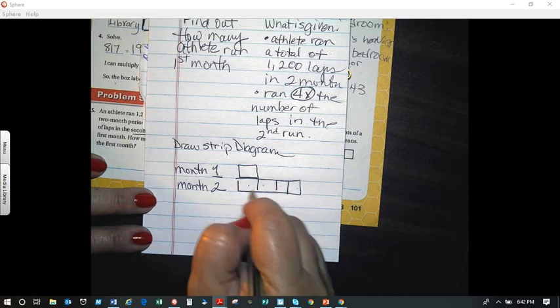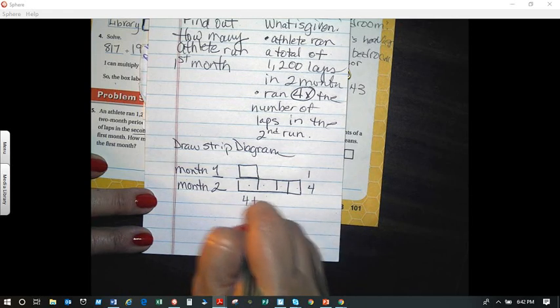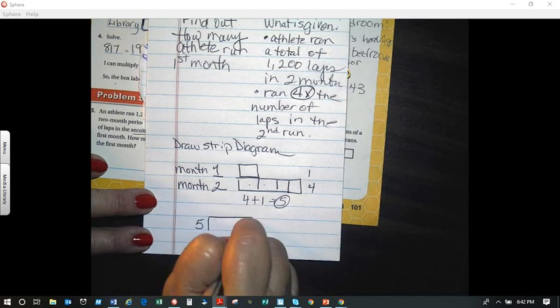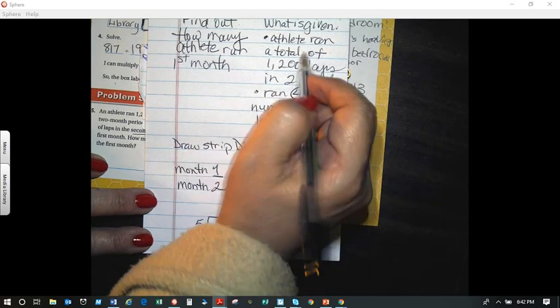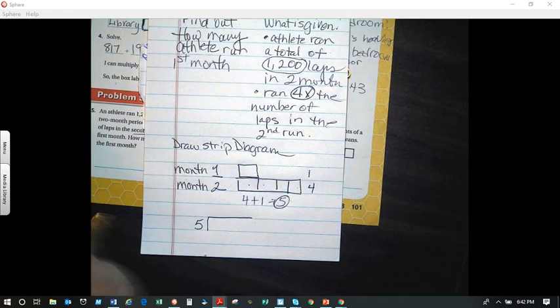Let's count it. This is 4, and this is 1. So what is 4 plus 1? That's right, it equals 5. So I'm going to have 5 goes into, what is my dividend? There you go. It's the total amount. That's the one that we're going to be dividing it up, taking it apart into smaller groups.